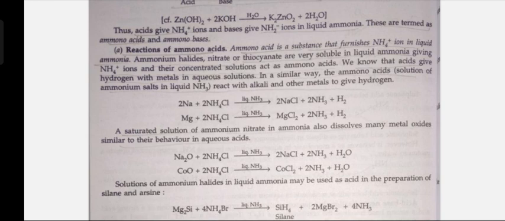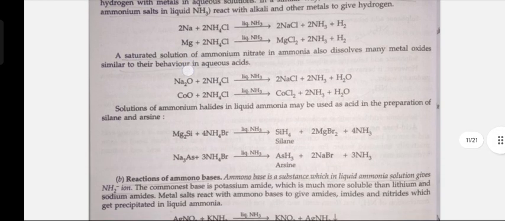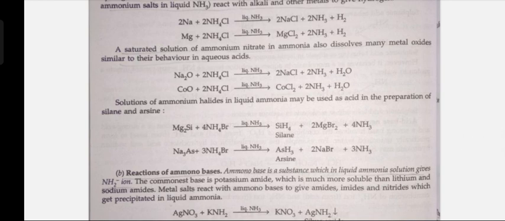Reactions of ammono acids. An ammono acid is a substance that furnishes the NH4+ ion in liquid ammonia. Ammonium halides, nitrates, and thiocyanates are very soluble in liquid ammonia, giving NH4+ ions, and their concentrated solutions can act as ammono acids. We know that acids give hydrogen with metals in aqueous solutions. In a similar way, ammono acid solutions of ammonium salts in liquid ammonia react with alkali and other metals to give hydrogen. A saturated solution of ammonium nitrate in ammonia also dissolves many metal oxides.